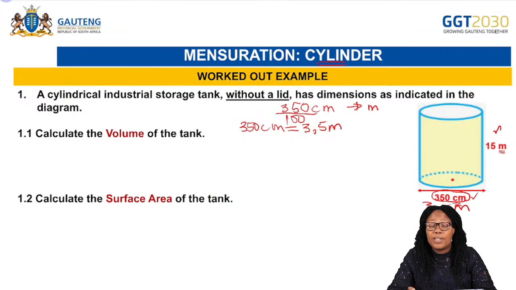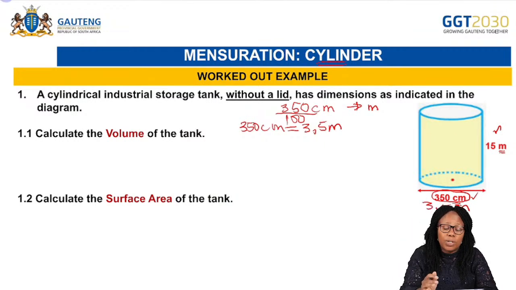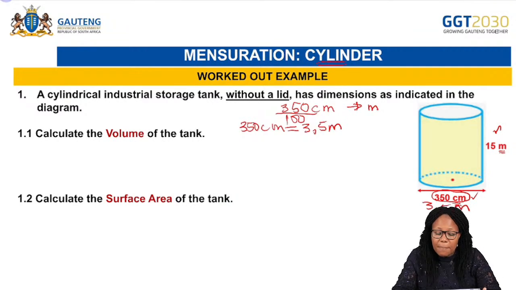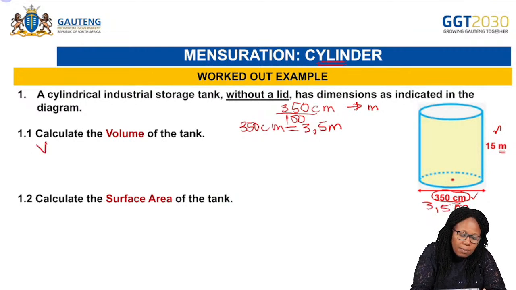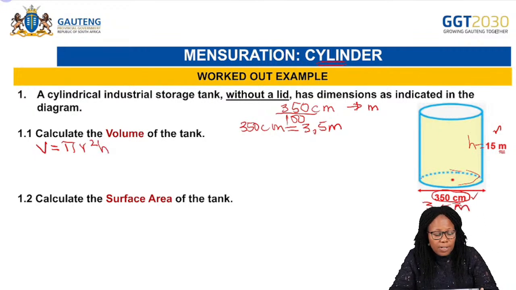Then after converting everything and having the same units, we can now attempt the questions. And then the first one, 1.1, they say calculate the volume of the tank. And then remember the tank is in cylindrical shape. And then now the volume of a cylinder, remember it is taking the area of a base. Our base here, you can see that it's a circle. It will be pi r squared. And then with the height of the container, which is equal to 15 in this case.